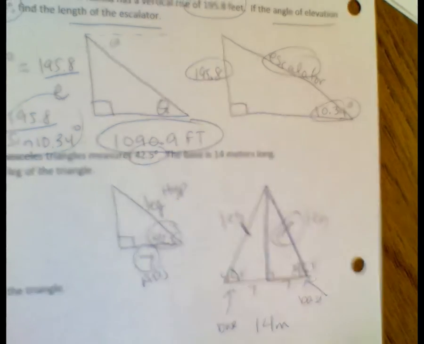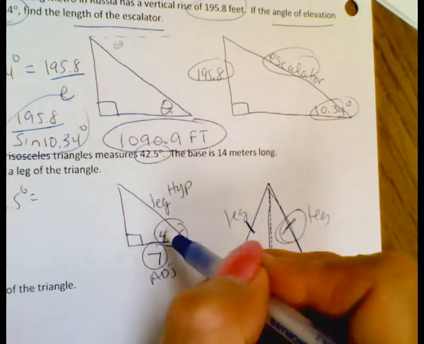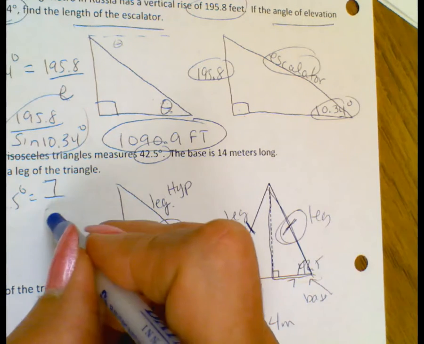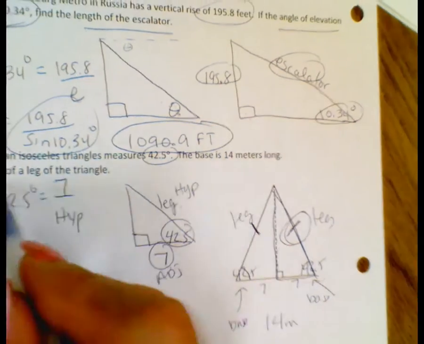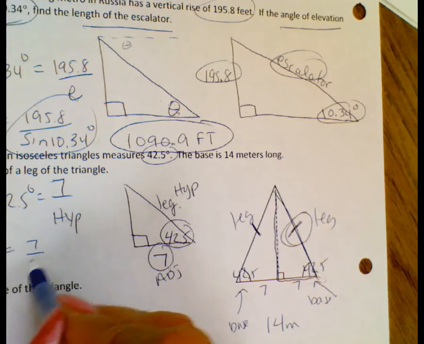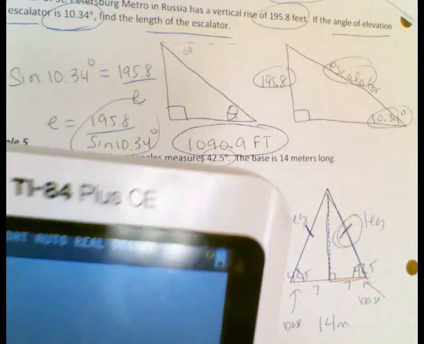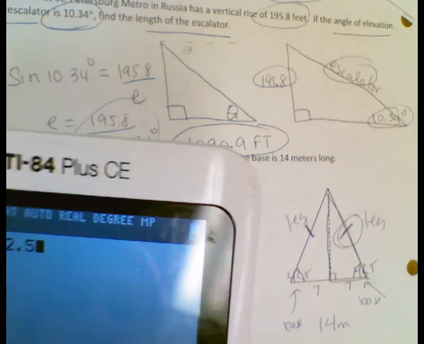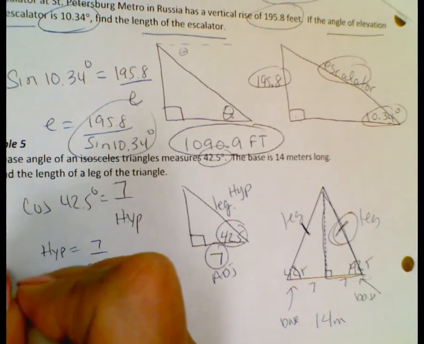So we're using cosine. Cosine of 42.5 is equal to 7 over the hypotenuse, which is the one we're trying to find. We'll call it the hypotenuse. So we have to switch places. The variable's in the bottom. So the hypotenuse is equal to 7 over cosine of 42.5, which is 9.5 meters.